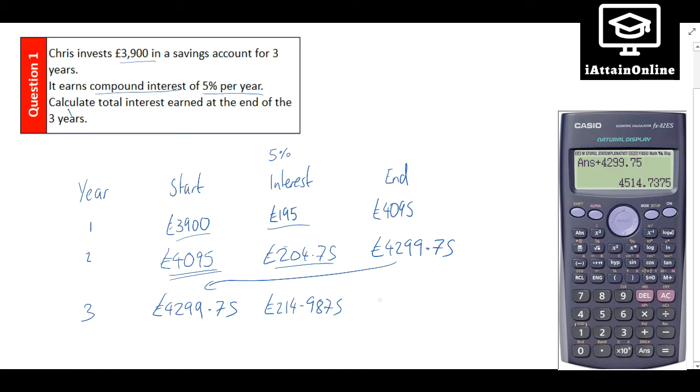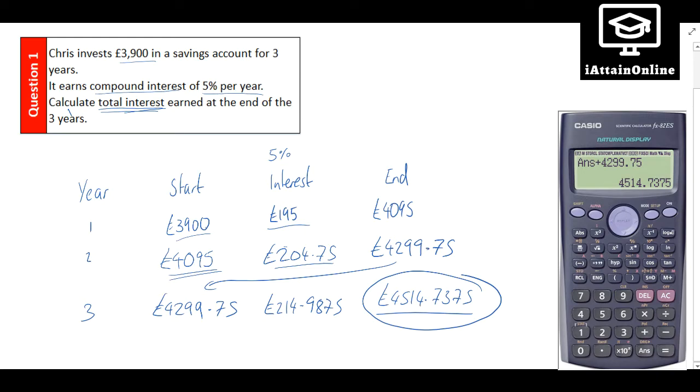So this tells me £4,514.7375. Now, this is how much money he has in the account, but you need to just double check the question. Sometimes the question might ask for how much money he has in the account at the end of the 3 years. This one actually asked for just the total interest, not the total amount that he had. So this is how much he has at the end of the 3 years.